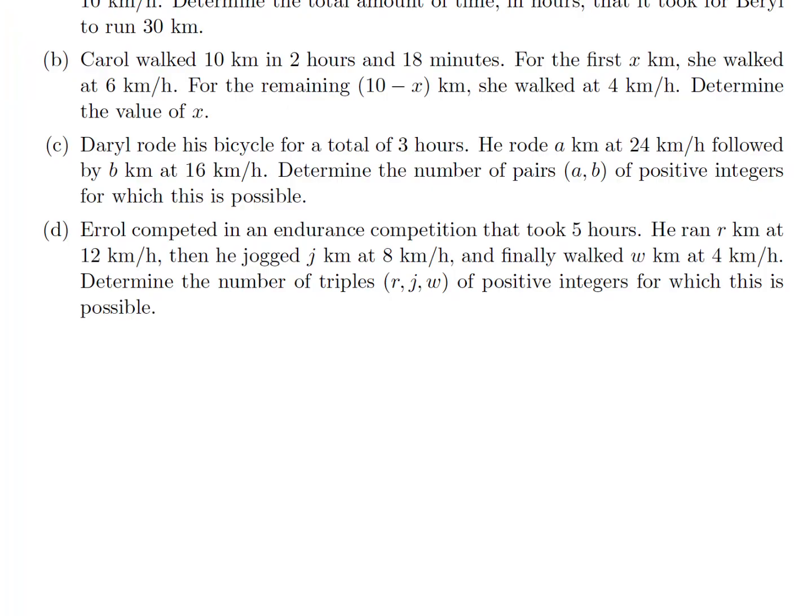Carol walked 10 kilometers in 2 hours and 18 minutes. For the first X kilometers, she walked 6 kilometers per hour. For the remaining 10 minus X kilometers, she walked 4 kilometers per hour. Determine the value of X.